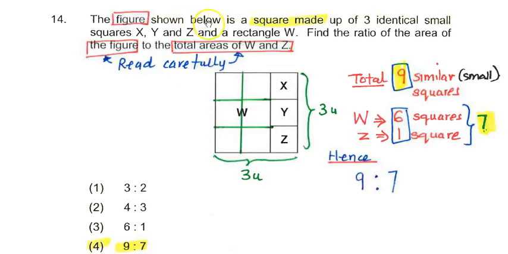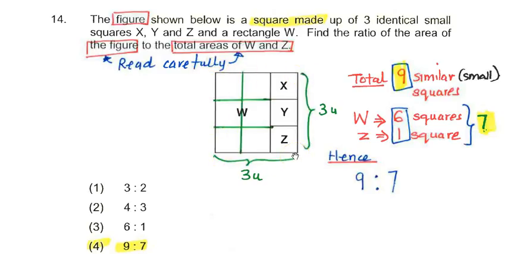The figure shown below is a square, right? Once it's a square, straight away I will look at here. Over here, the calculation, this part, and this part. These three are squares. X, Y, Z are squares. It means their sides are equal, right? It makes up 3 units. And over here, the bottom 3 units. Why? Because this whole figure here is a square.